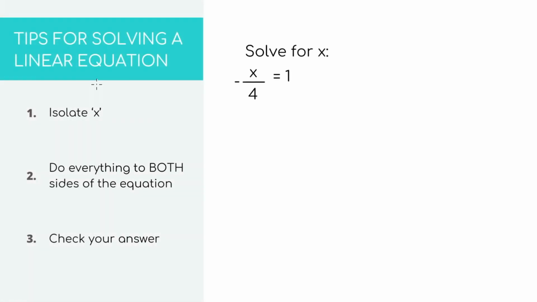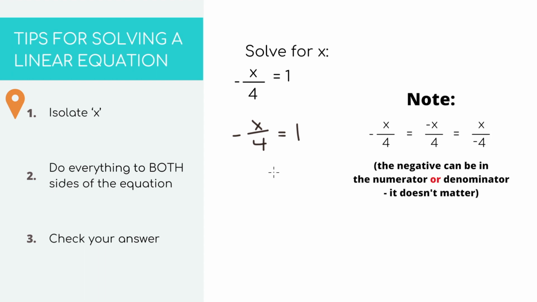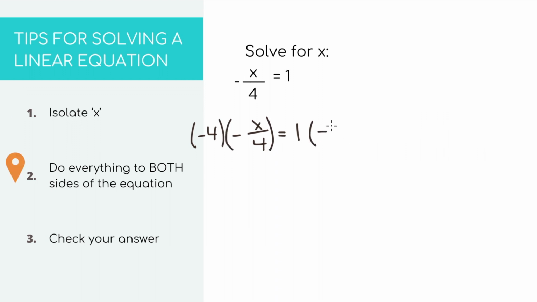Okay, let's try another one, this time with a negative number. Here we have negative x over 4 equals 1. So even though there's a negative value, we'll still do the same thing and isolate x. Since this x is being divided by negative 4, we need to do the opposite and multiply by negative 4. Let's do it to both sides. When we put it all together, the negative 4's cancel out, and 1 times negative 4 equals negative 4.